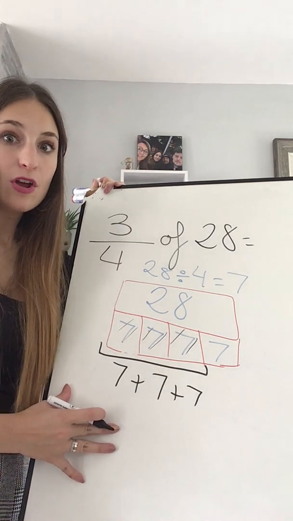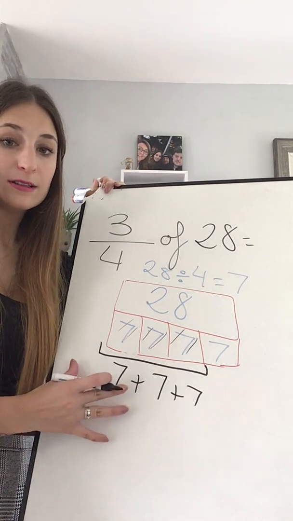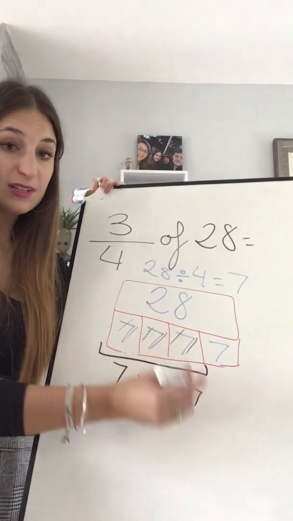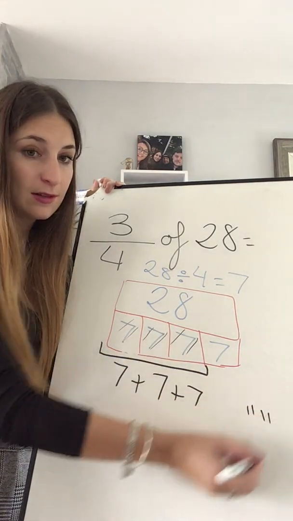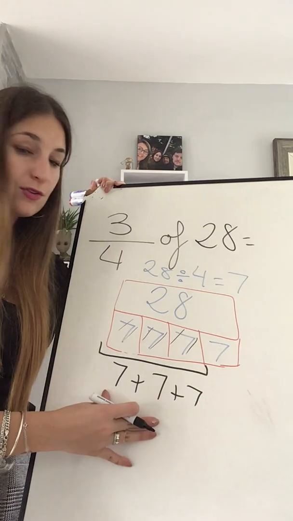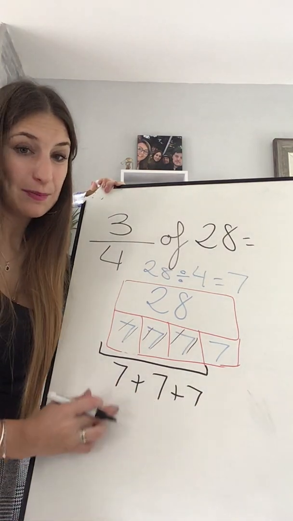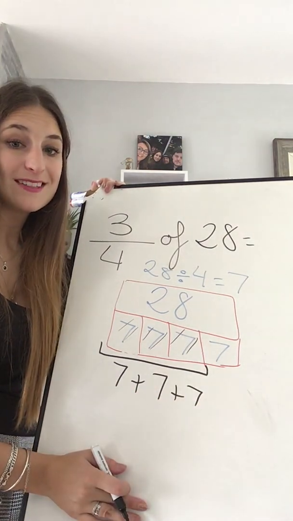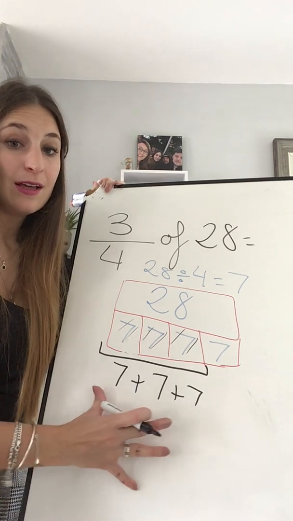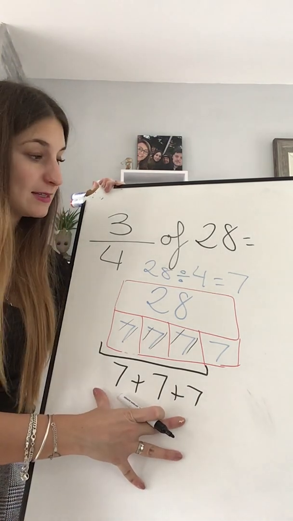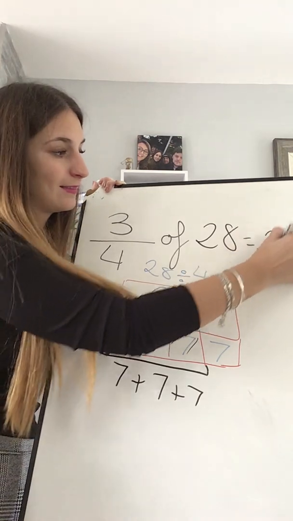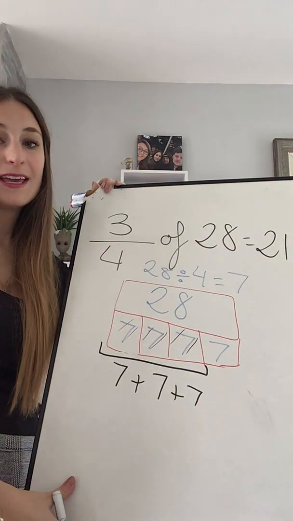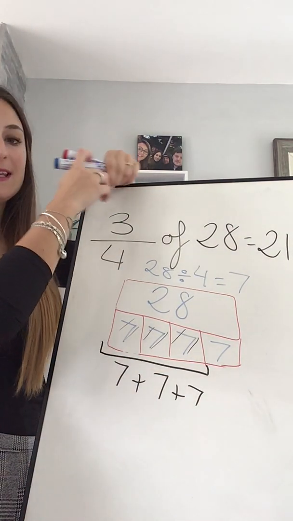You may think, I don't know, it's too many to add. You can try to add them up, drawing it if you want with lines. Or you can think of 3 sevens, repeated addition, 3 sevens. You know your 3 timetable, we did it. 3 sevens is 21, okay? Really simple, really easy and really quick.